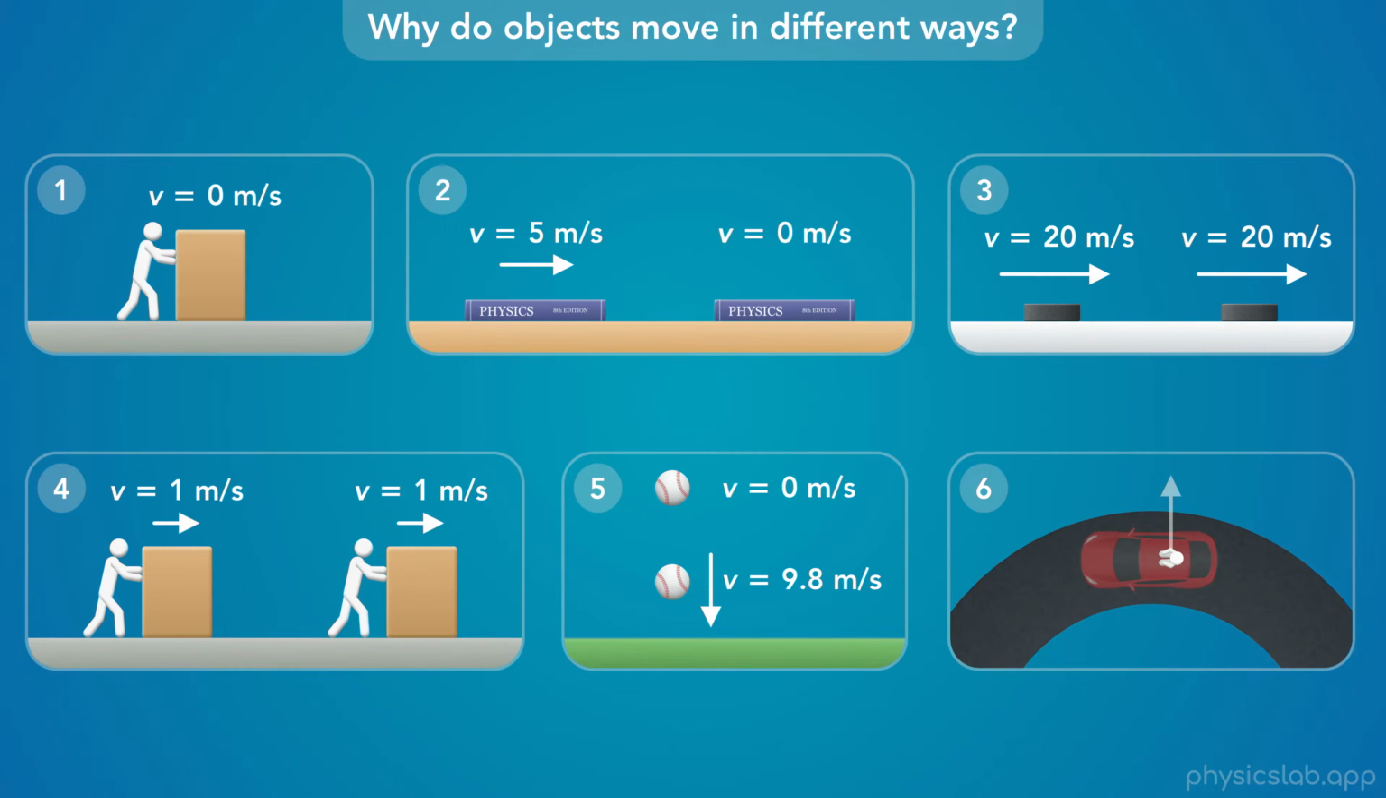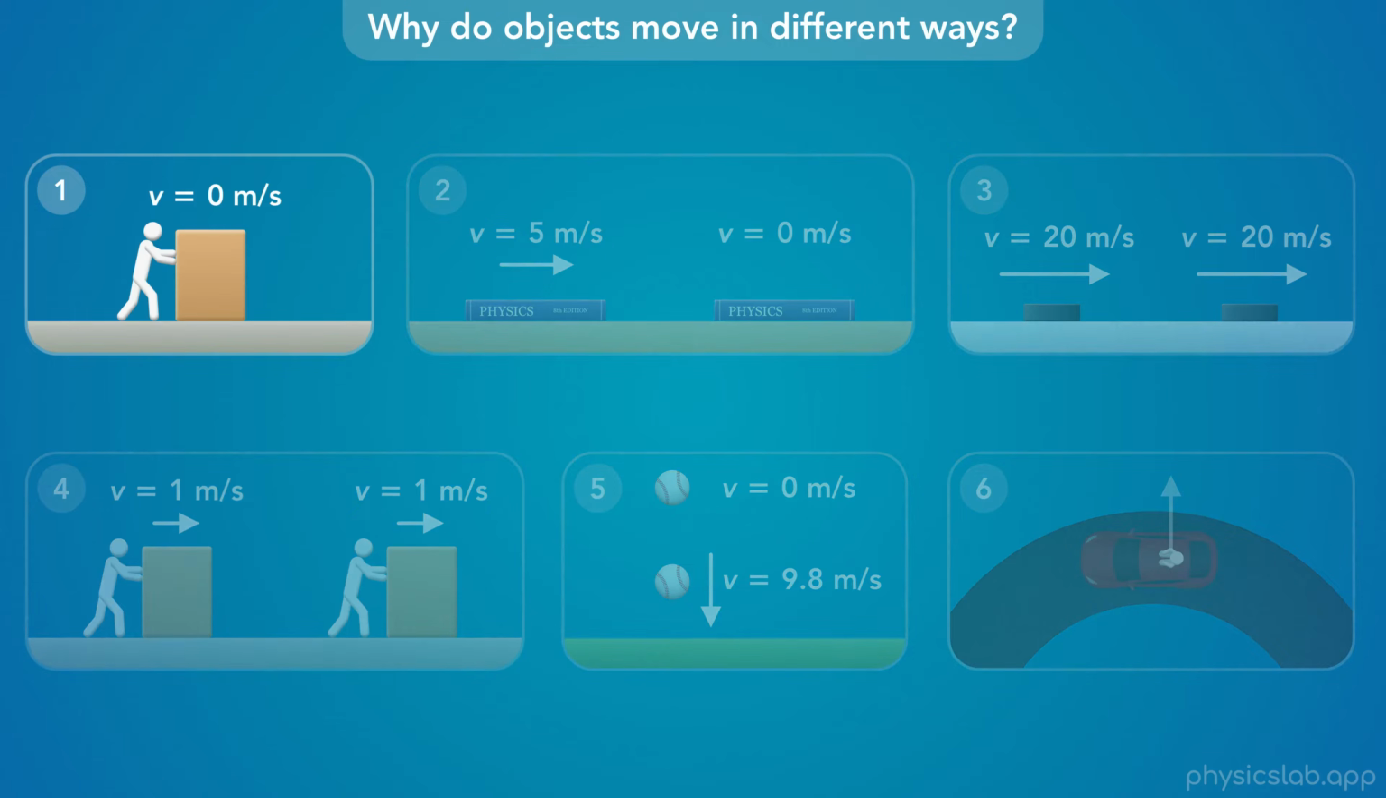Even though we see things moving and not moving all around us, we usually don't think about what's causing those things to happen. Let's look at 6 different scenarios and see if we can explain why the object is moving a certain way. Then we'll come back to these after we learn about Newton's first law of motion.